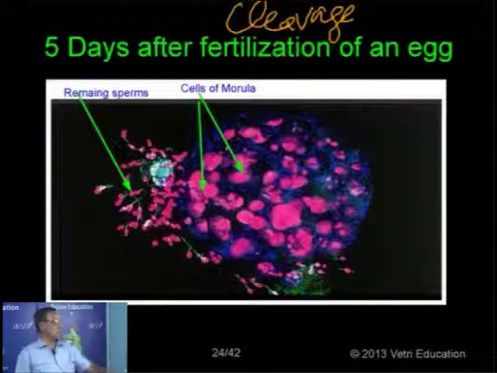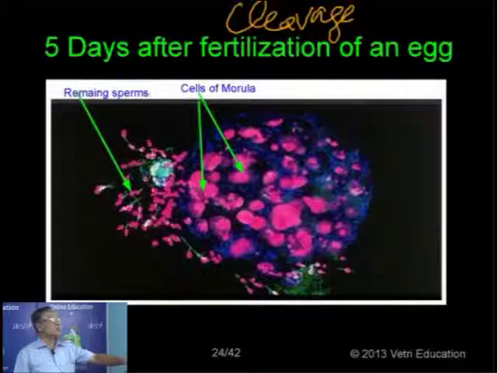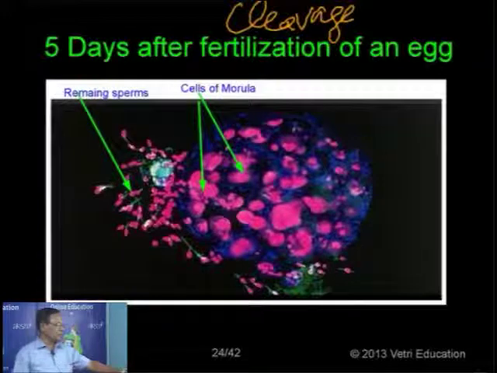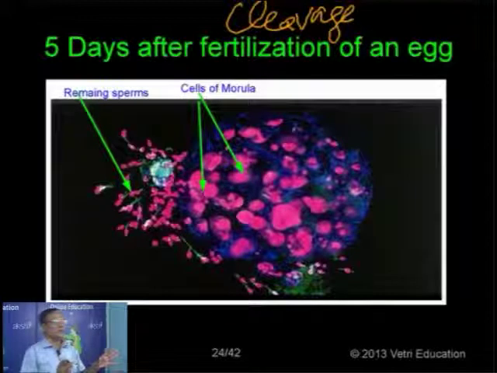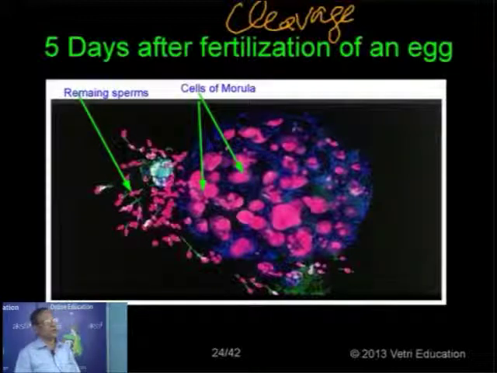Now this is a morula. Even after the morula formation, some of the sperms are still there, the remaining sperms which were unable to enter the egg and were left outside. Later they are normally absorbed by the fallopian tube or the uterus. The sperms are not actually removed away, but simply absorbed by the uterine wall or the fallopian wall.